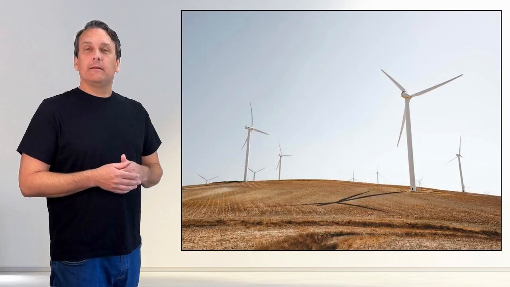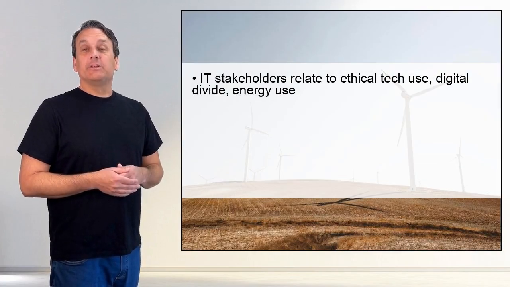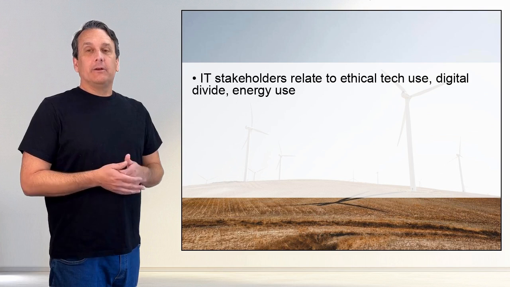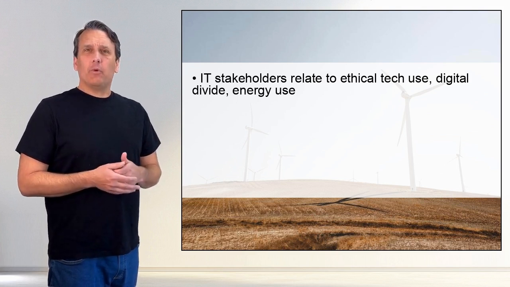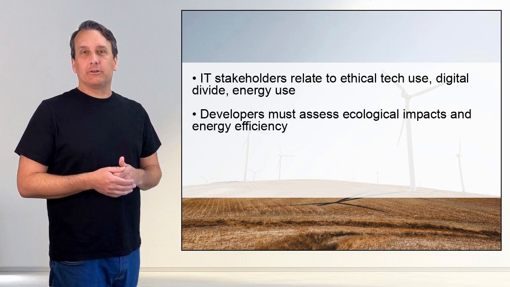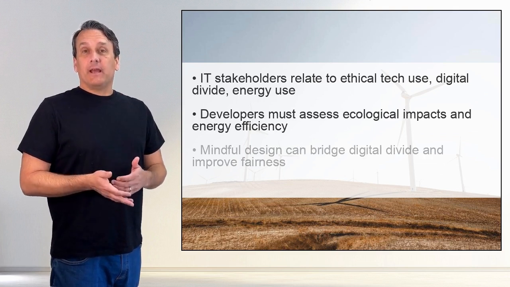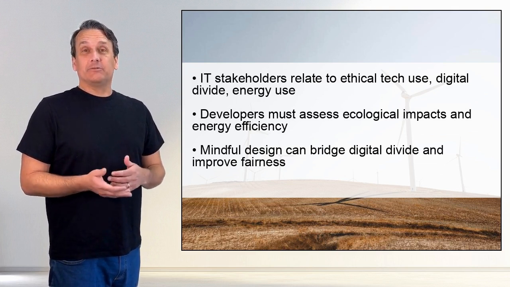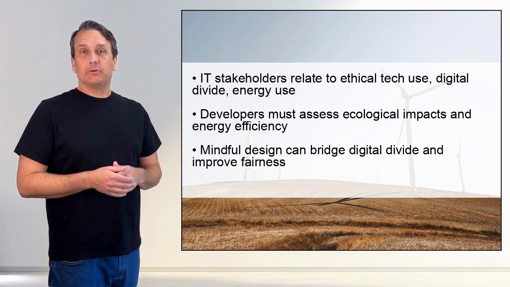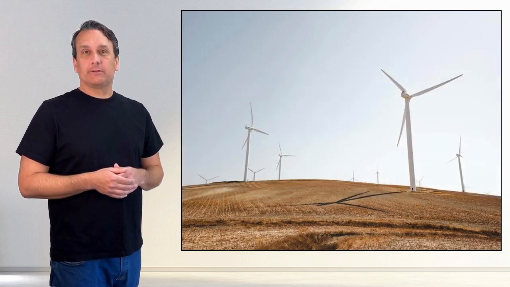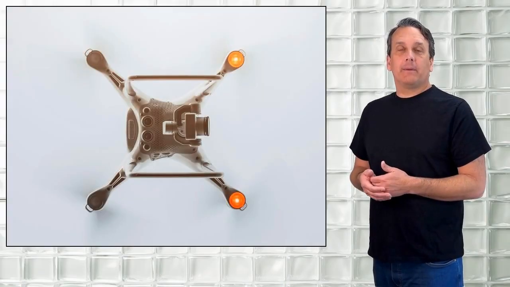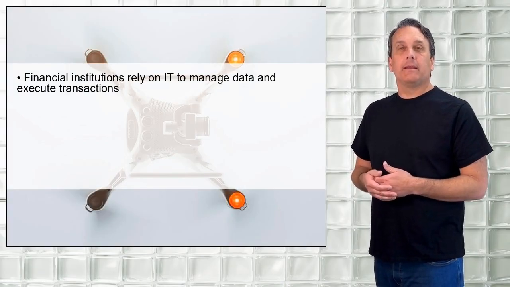Understanding IT stakeholders connects directly to topics including ethical technology use, the digital divide, and energy consumption. Developers and companies must consider the ecological impacts of their technologies, requiring life cycle assessments and attention to energy efficiency. Differentiated access to technology can exacerbate social harm, while mindful design and policy can help bridge the digital divide, thus improving fairness and access to information. Ethical considerations in data and resource management are also crucial in designing technologies that align with the long-term best interests of life on Earth.